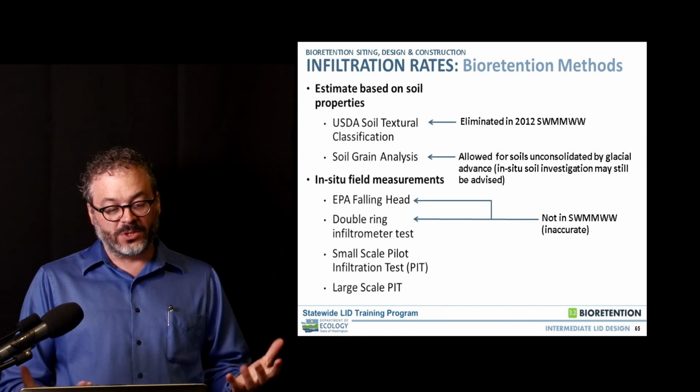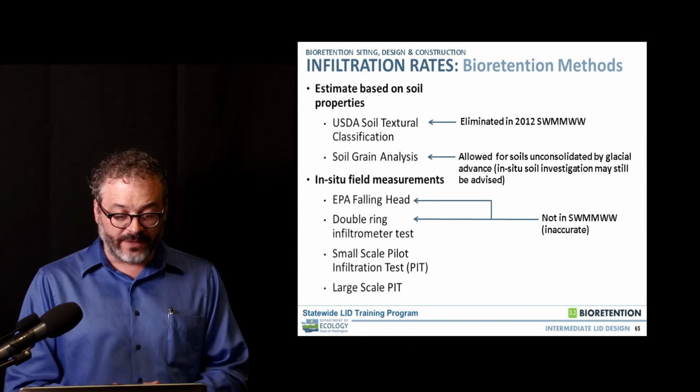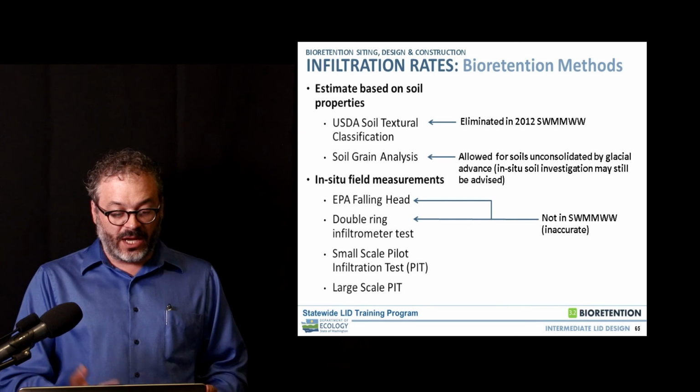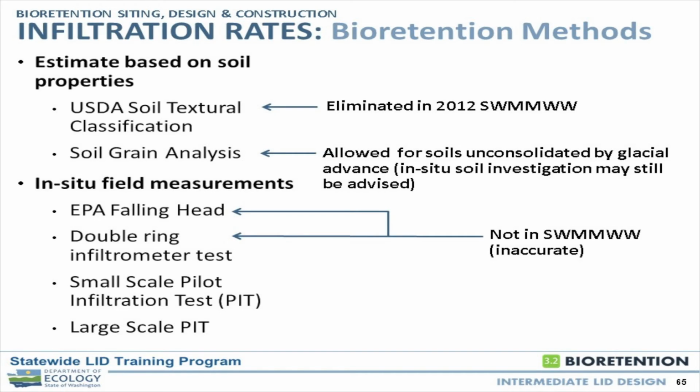And then, these are based on stuff we can run in the office. And then out in the field, there are some historic tests here. We used to use the old EPA falling head or the double ring infiltrometer test. There are the pit tests, the small scale and the large scale pit. Where we are today with the current manual is that the textural classification is put to bed. That's no longer in use.